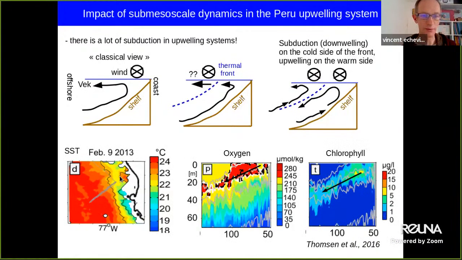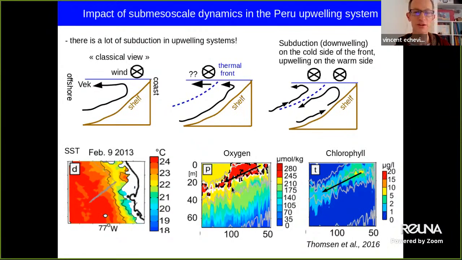So here we have an example of the observations. This is SST in 2013, and here in gray, what is shown is a glider section. So a German glider was deployed and repeated several sections here.